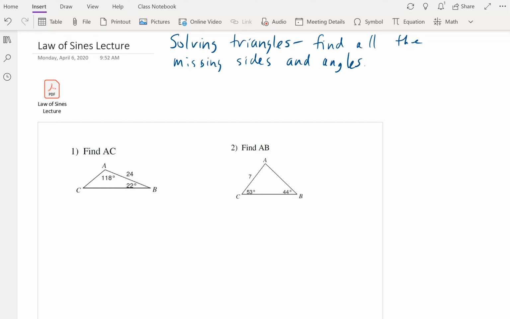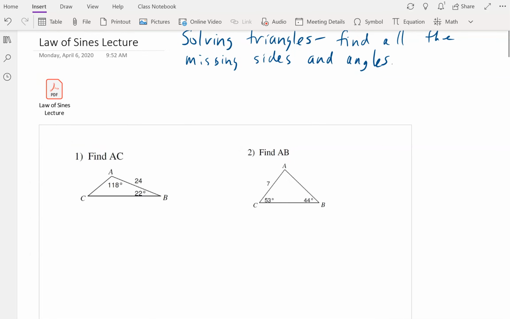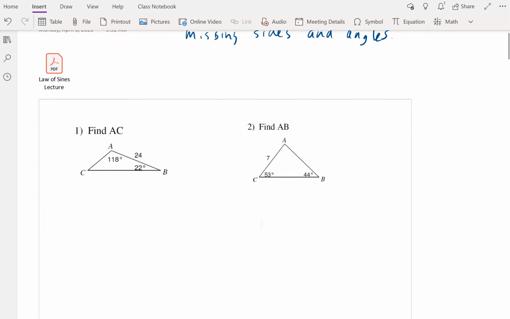So if we look at some of these problems here, I know this one just says find AC, but we're going to talk about how we solve the whole triangle, if you will. So when we have, notice that this angle, it's not too hard to figure out what angle C here is because we remember that the angles in any triangle have to add up to 180 degrees.